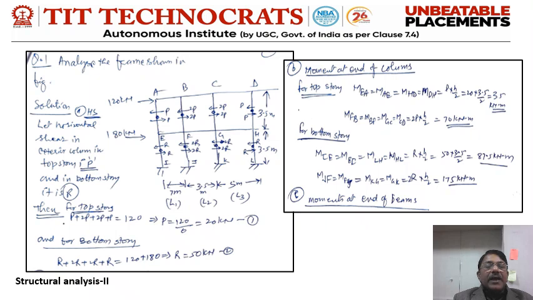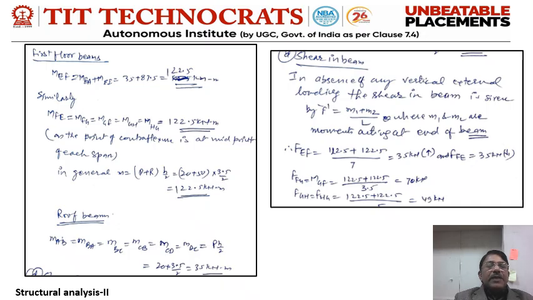Now, moments at the end of the column. For the top story, MEA or MAE, MHD or MDH should be equal to P into half of the height of the column. So that is 20 into 3.5 by 2, that is 35 kilonewton-metre. In case of the middle column, MBF or MFB, MCG or MGC, the same 2P into H by 2, that is 70. For the bottom story, similarly we can compute the moment as 87.5 and the moment as 175 for the interior columns. Okay.